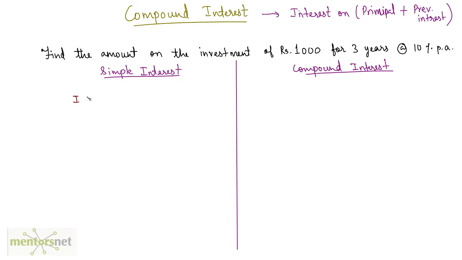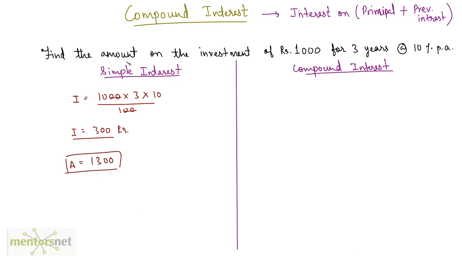So I can find the interest, which is equal to the principal amount, 1000, times the number of years, 3, times the rate, 10 upon 100. And these zeros get cancelled out. What I have is the interest is equal to 300 rupees. Okay. So the amount will be the principal plus interest, and that will be equal to 1300 rupees. So this is the amount if we calculate the amount using simple interest.